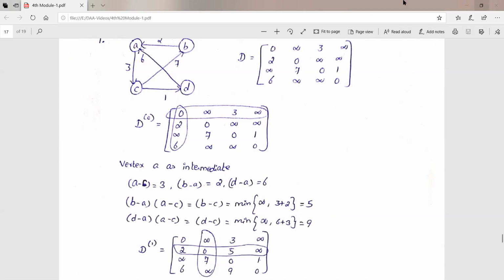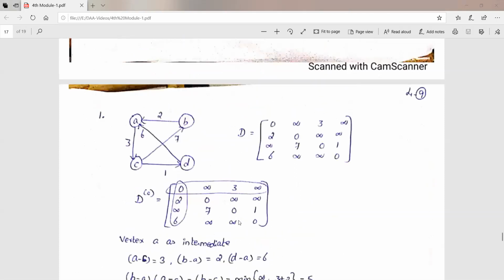Okay, so now we have taken the vertex A as the intermediate vertex. Vertex A as the intermediate vertex means we have to consider the A row and then the A column, and take what are all the values we are having. Here we are having A to C with the value 3, B to A with the value 2, and D to A with the value 6. Okay, so here I am using A as the intermediate vertex. So we take B to A and then A to C, D to A and then A to C. So here we can say BC, and here we can say DC.